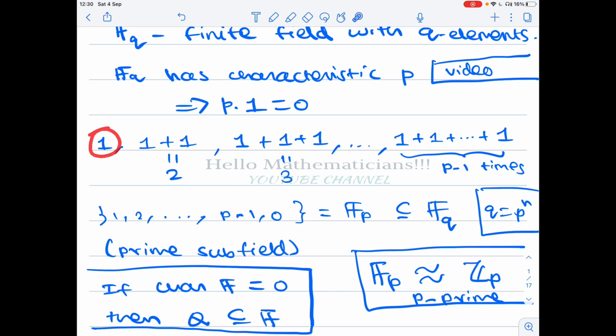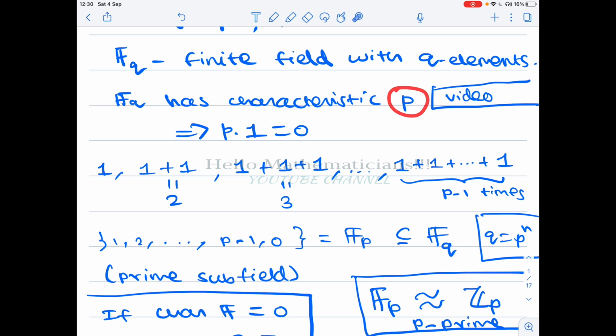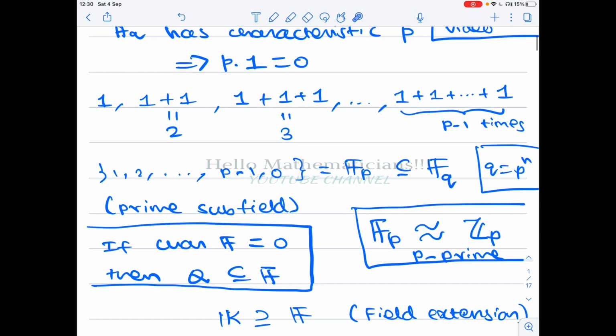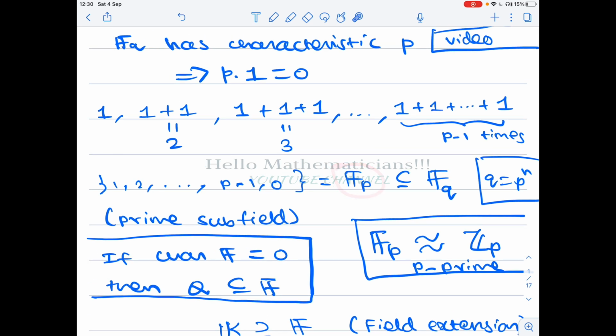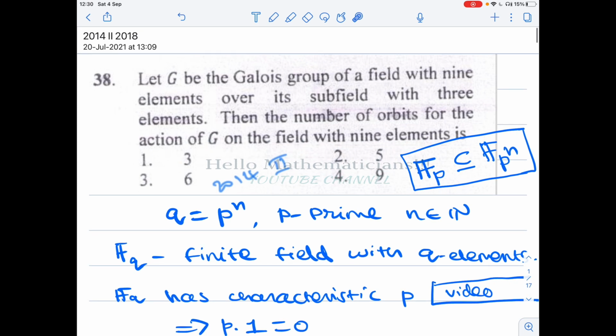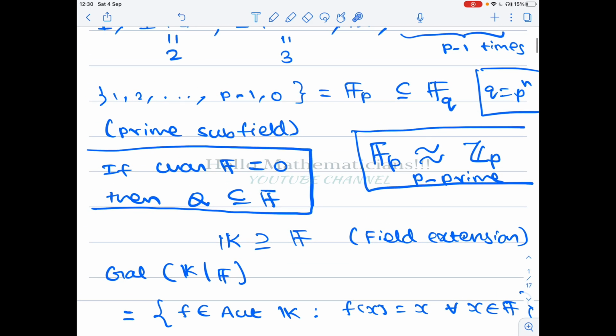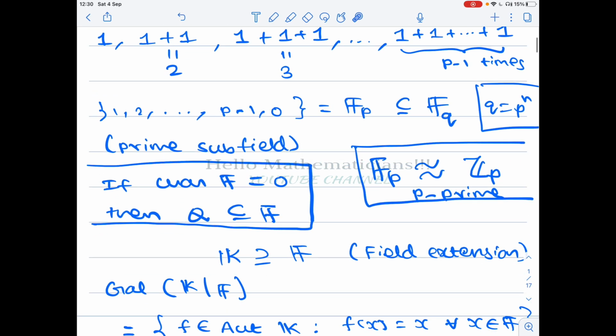Prime subfield means the subfield generated by 1. If it is a finite field, then it will have prime characteristic, and in this case you will get F_p as a subfield of F_q. That is why the field with 9 elements has a field with 3 elements as a subfield, because 9 is 3 squared. So it will have characteristic 3. Any field of order 9 has characteristic 3, therefore F_3, the field with 3 elements, will be a subfield of that. Now, if the characteristic is p, then the prime subfield will be F_p. But if the characteristic of a field is 0, then the prime subfield will be Q, the field of rational numbers. So this is just a basic observation about the prime subfield.